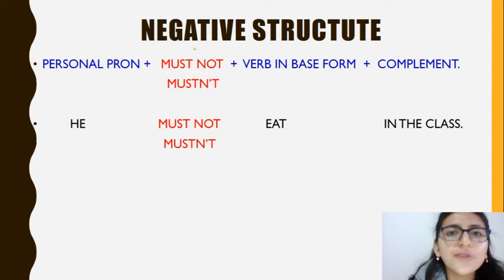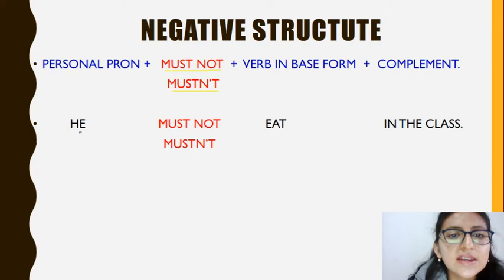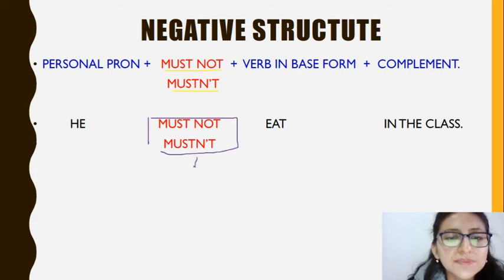Okay, the negative form of the modal verb must is must not, or with a contraction, mustn't. Okay? So for example, in this case, he must not or mustn't eat in the class. In this case, the modal verb mustn't becomes a prohibition, okay?